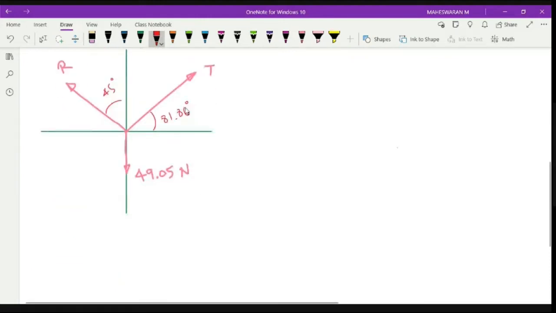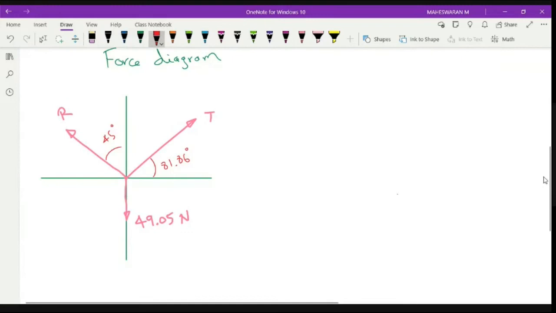I have to concentrate only on that part. Okay, if you do that, that is enough, right? But anyway, since we have something like this, you can go for Lami's theorem and you can solve this problem, right? But this time, I'm not going for Lami's theorem. Instead, let me solve this by using our regular principle, that is sigma Fx is equal to 0, sigma Fy is equal to 0.